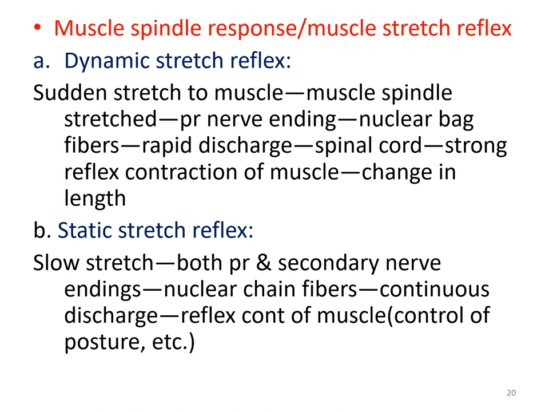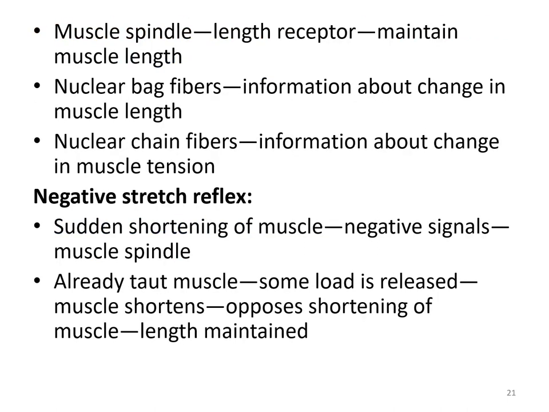So, again I repeat: with slow stretch of the muscle, both the primary and secondary nerve endings of nuclear chain fibers of the muscle spindle are stimulated. Impulses go as a continuous discharge to the spinal cord, and from the spinal cord, impulses come back to the muscle, causing reflex contraction of the muscle, and this discharge is continuous. This is very, very important for the control of posture. So, the static response is responsible for posture.